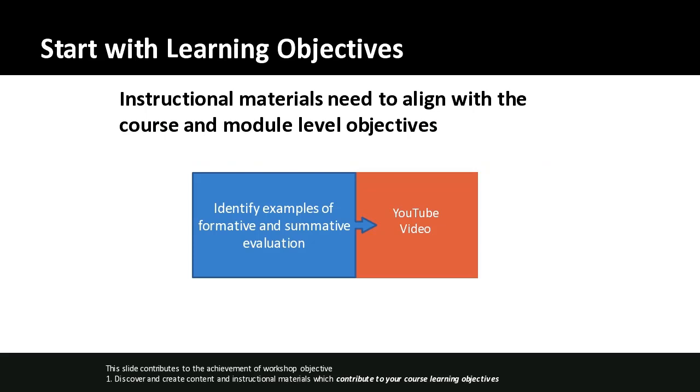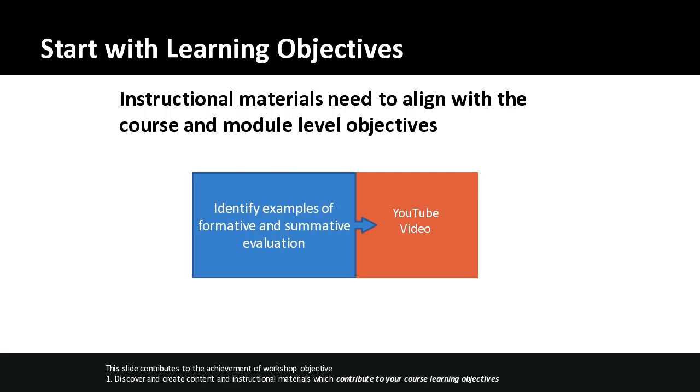What do you want your students to be learning, and what do you want them to be able to do upon the completion of your course? So instructional materials really need to align with those course learning objectives. What do you want them to be able to do by the end of the course? And any module level objectives that you have. What do you want them to be able to do by the end of the week? Any of that kind of instructional material really needs to support those learning objectives.